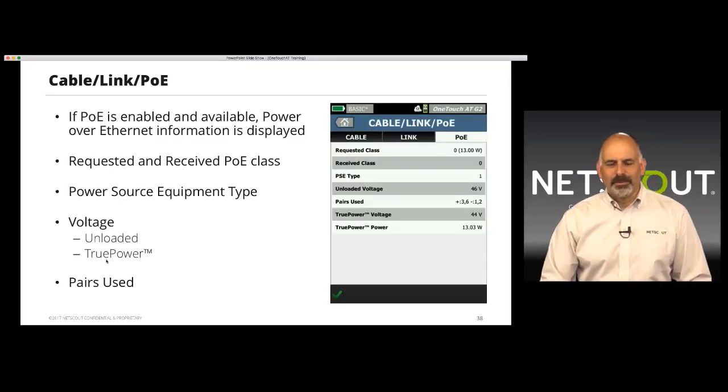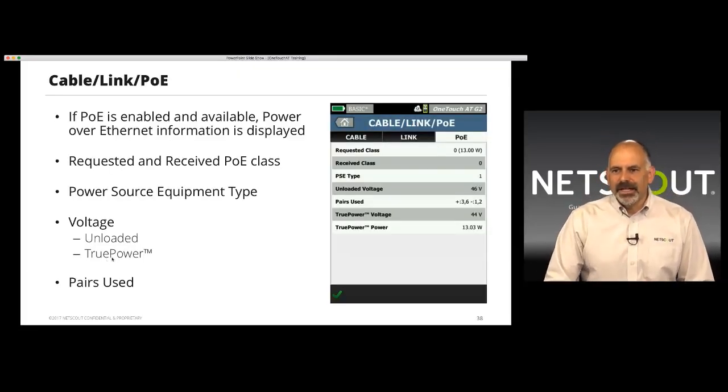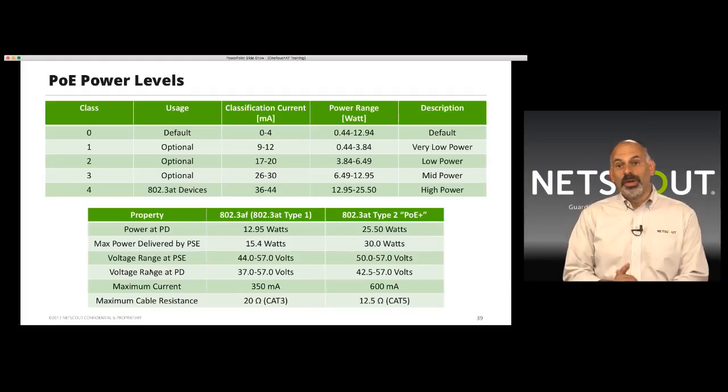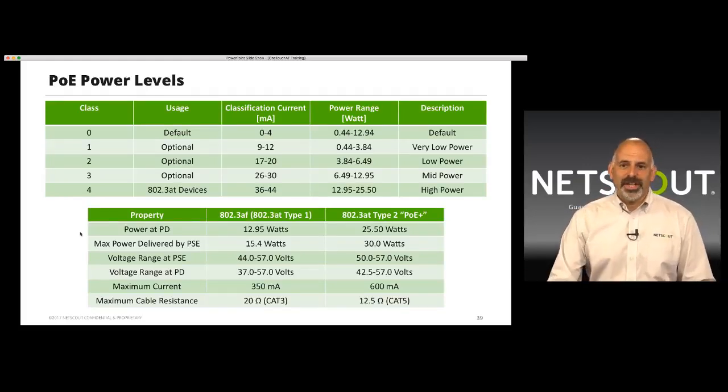Our true power, in this case, is going to show us what our loaded voltage is, and it shows us what pairs were used. So what do we care about with PoE? Well, in this case, this shows us our various classes of PoE. For 802.3af, we have class 0, 1, 2, and 3. This tells us what our power range is for each of those classes, and what our description is.